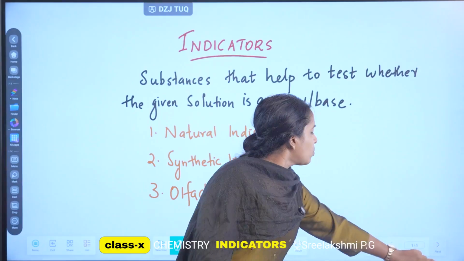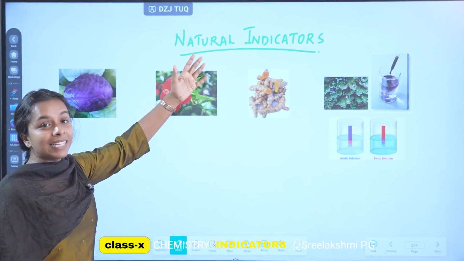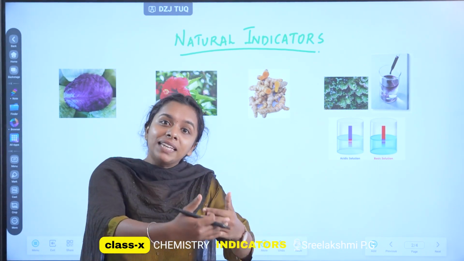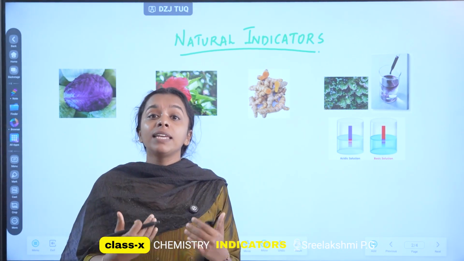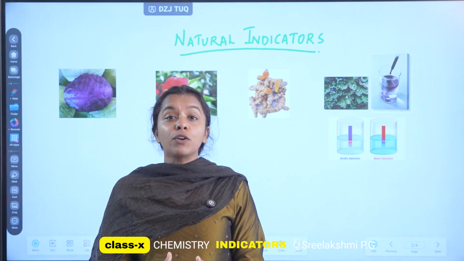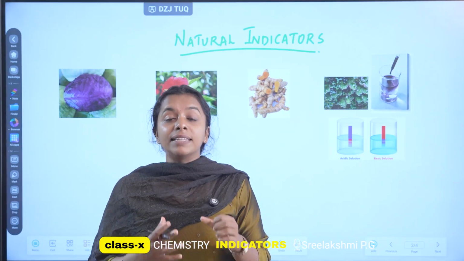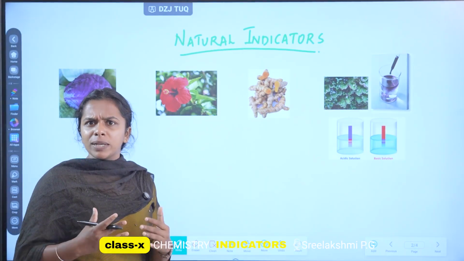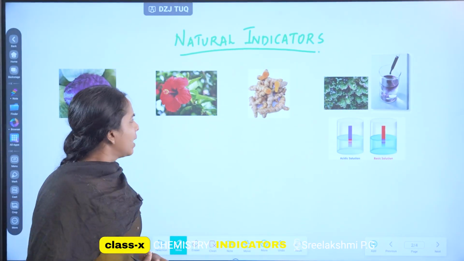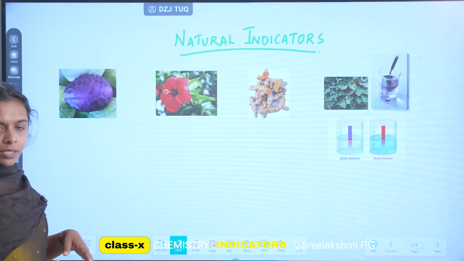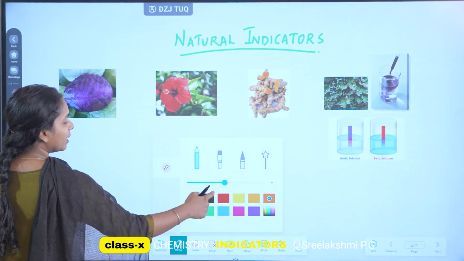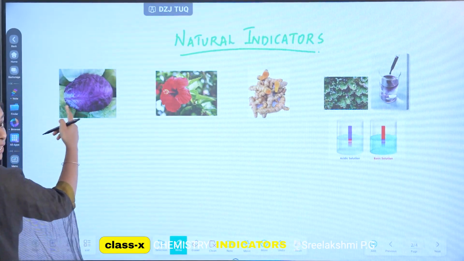Okay, so the first one is natural indicators. What do we mean by natural? Yes, from nature. If any indicator is derived directly from nature, then it is known as a natural indicator. Then you must know some examples as well, right? Here you can see some pictures. What is the first one? The first one is red cabbage.